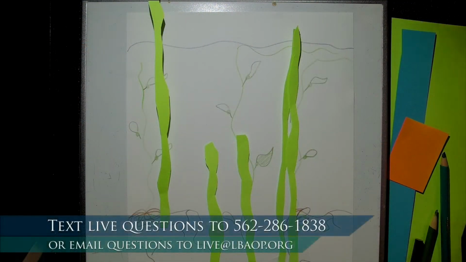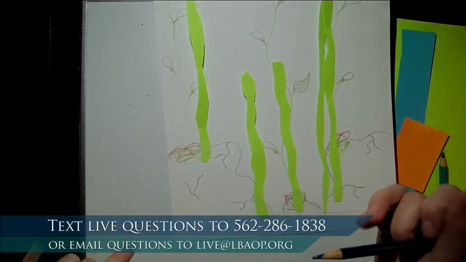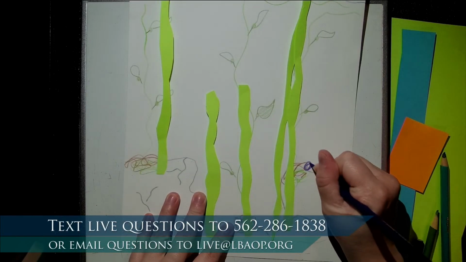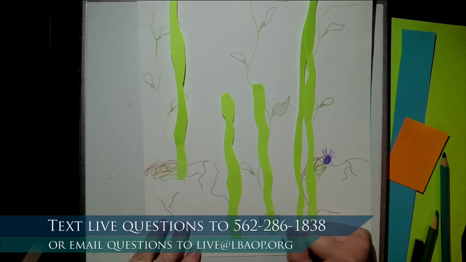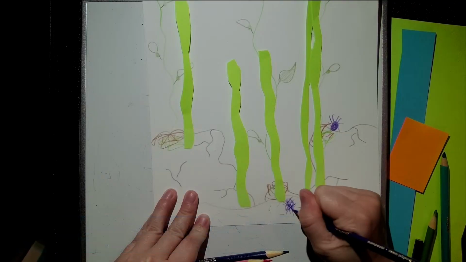So for my urchins, by the base of our kelp, I'm going to draw, there are 2 different ways really you can do this. You can fill in a circle and then draw lines all over, or you can just go crazy like I'm doing down here and draw a bunch of lines.